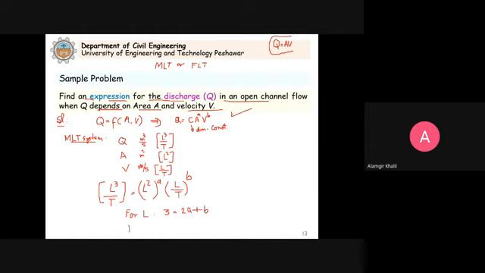Similarly, for time, we do not have M here, we have time t. So here the exponent is -1, because here the power is 1. So -1, and this is equal to minus b. So now this is equation 1 and this is equation 2.